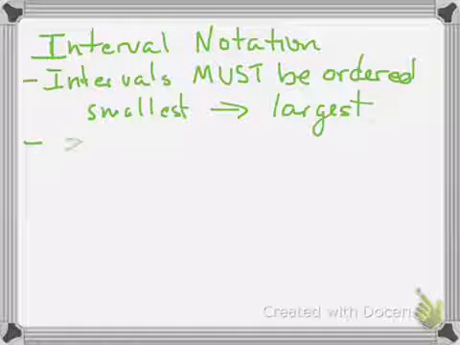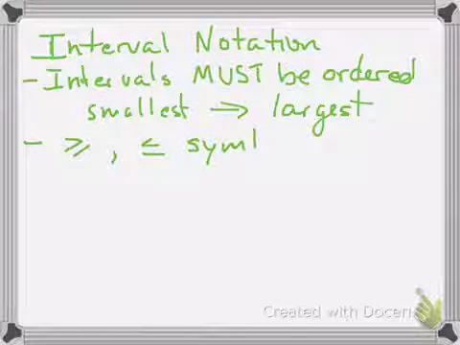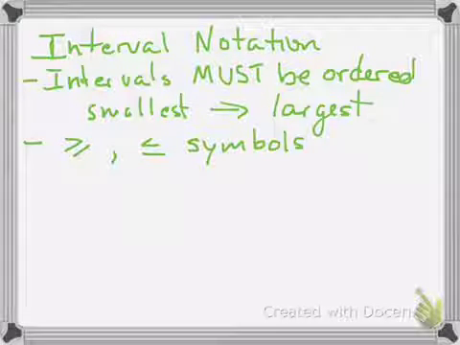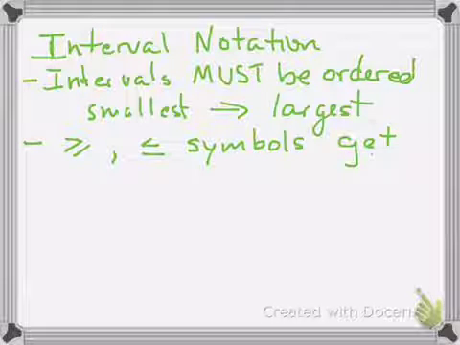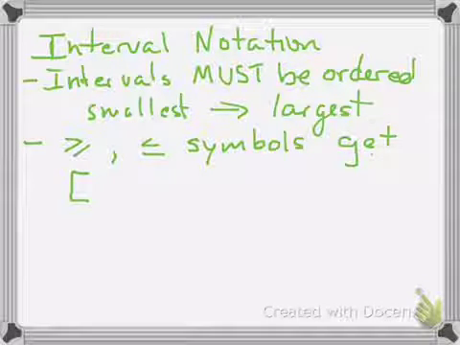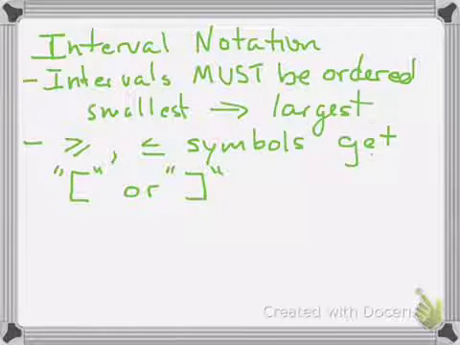All right, greater than or equal to, less than or equal to symbols. And when we're graphing those, they get closed circles, right? These symbols get the bracket, a hard bracket. Trust me, this seems kind of complicated at this point, but when we put it all together in just a minute, it's going to be easy.